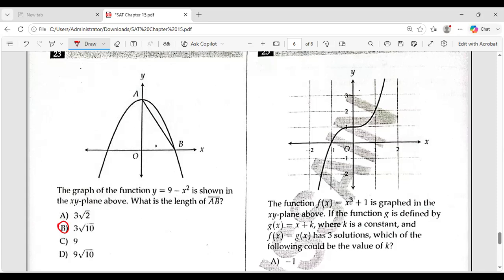Exactly. So the constant, you directly know your y-intercept is 9. And for the x-intercept you just need to equate y equal to 0. So now x square is equal to 9. X must be equivalent to plus minus 3. So by default this will be 3, and this is going to be equivalent to minus 3.